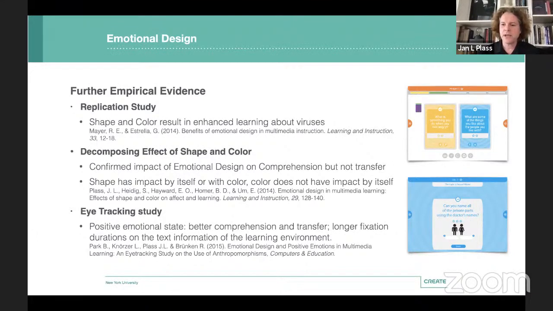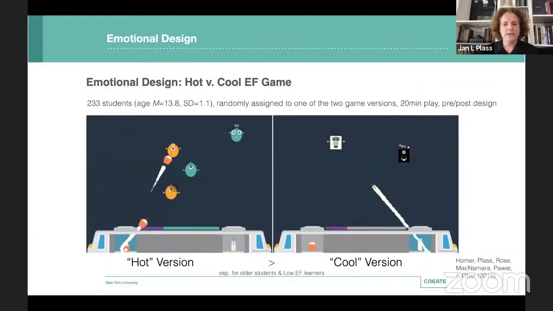And you see a game here on the right that we designed to help clinicians to deal with children in therapy. But the emotional design effect has been replicated and has been established in general, not just in the context of games. What we did in our research is we compared a game where we built two different versions. One version we call the hot EF version, and the other one is the cool EF version.